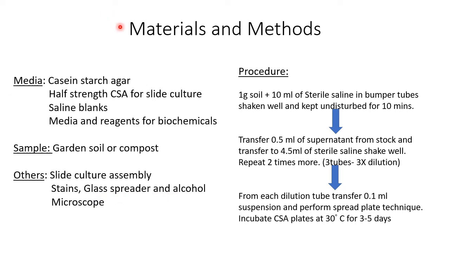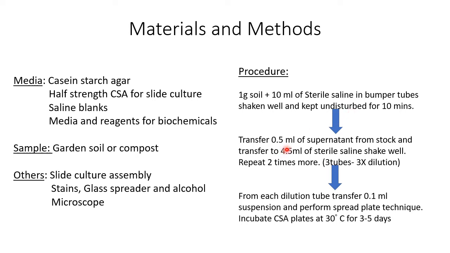Now about procedure. Say you have garden soil as your sample. You will take 1 gram of sample, weigh it and add it to 10 ml of sterile saline in bumper tubes. Shake well and keep it undisturbed for 10 minutes. Okay, so this is your stock solution.